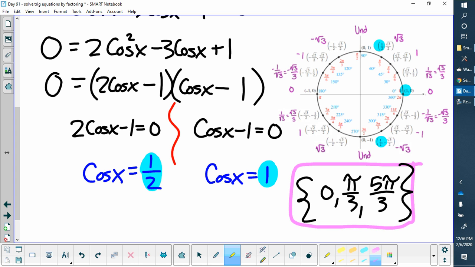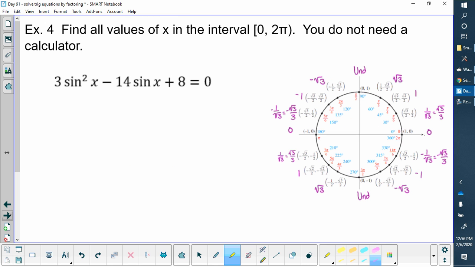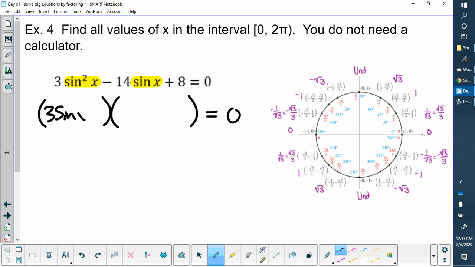Okay, last problem. Looks like this. I'm not going to move anything. I'm not going to change anything. I like the fact that I have sine squared, sine, whole number. So I'm going to go ahead and set up my binomials here. Since 3 sine squared is prime, my only options are 3 sine of x and 1 sine of x.